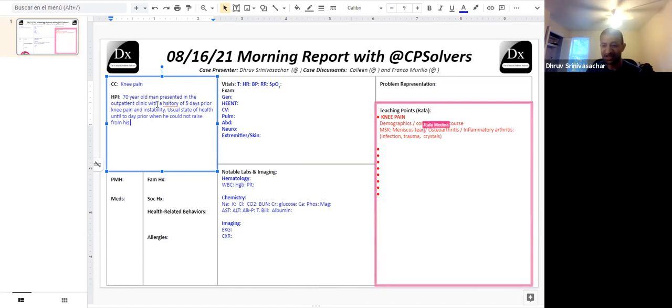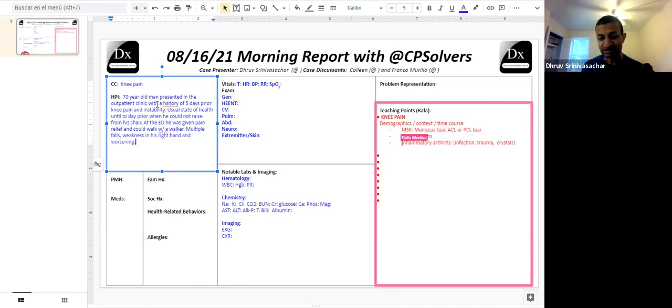At the ED, he was given pain relief, and subsequently was able to ambulate with a walker, and then he was ultimately discharged. Since then, the patient has had multiple falls within the last couple of days. He's had weakness in his right hand and worsening knee pain. This patient actually had to have emergency medical services come to take him to this outpatient clinic visit today. Just to note in the social history, this patient lives with his wife and his wife was unable to lift him.